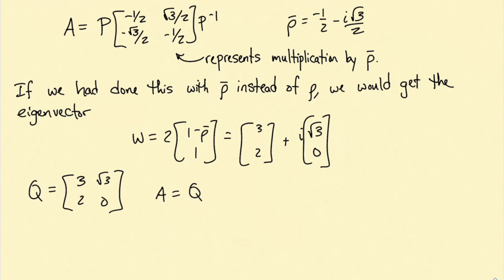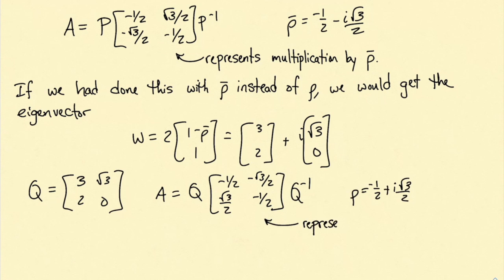We would get another matrix, which we'll call Q. This matrix Q is also invertible, and we would see that A is also similar to the matrix representing multiplication by rho. A is similar to the matrix which represents multiplication by rho, and is also similar to the matrix that represents multiplication by rho bar. So, of course, you may be thinking to yourself, what in the world is going on here? If we dig into the algebra a little bit, we can see what's really going on.